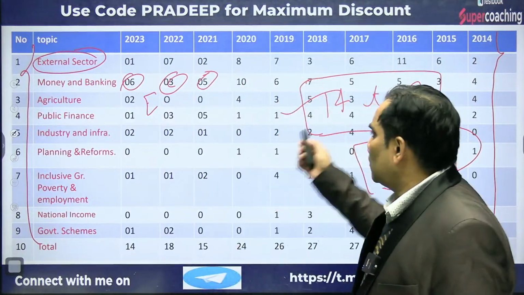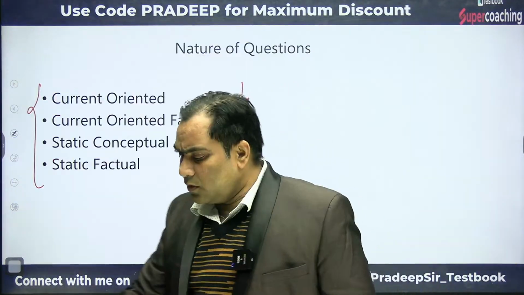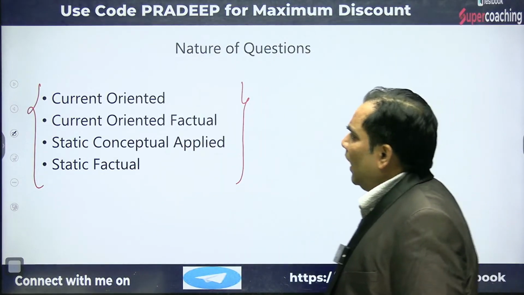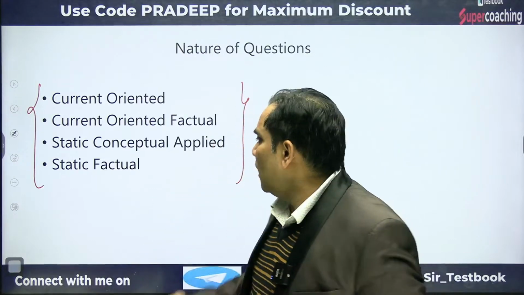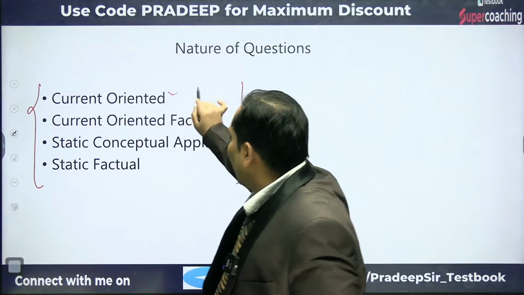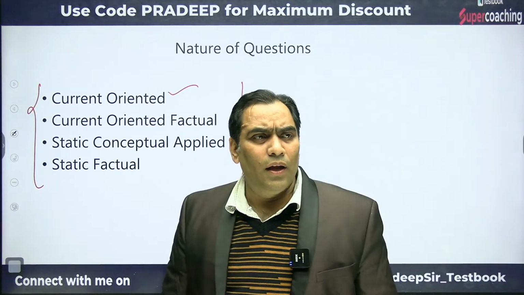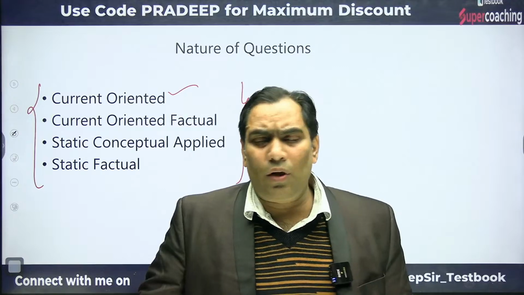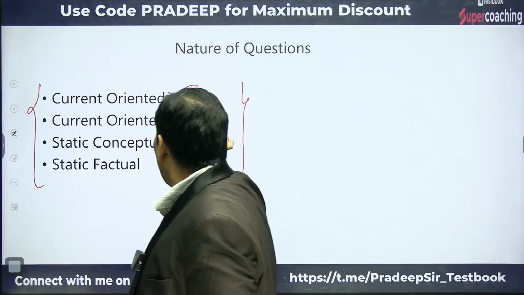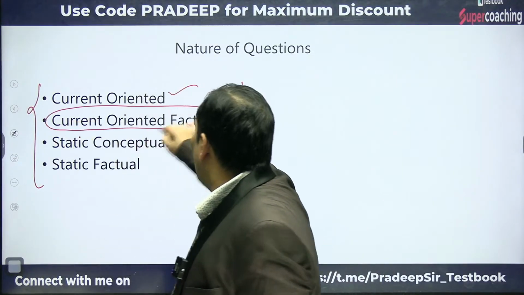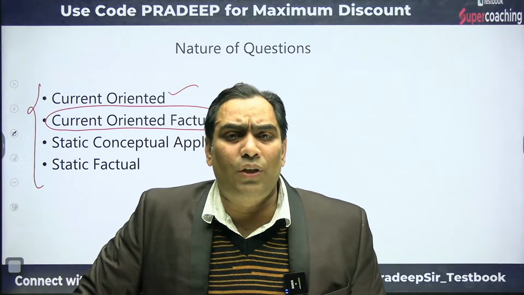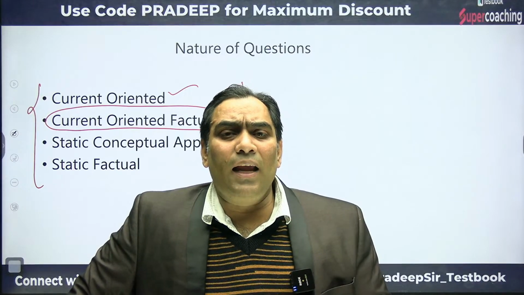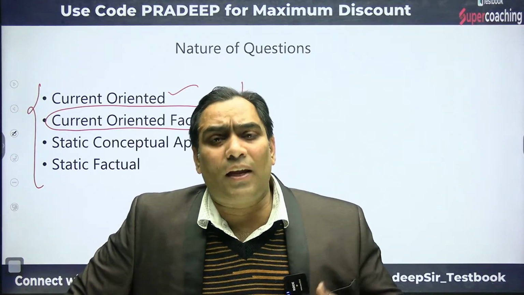That means on the basis of this chart, we can safely assume that the questions asked in the last 10 years have 4 types of nature. That is, they are current oriented. Okay, we will discuss what that means with the help of the questions itself. Or they are current oriented factual questions. That means they may ask a factual question. That means some topic may be in current affairs, and regarding that current topic, they may ask a factual question.